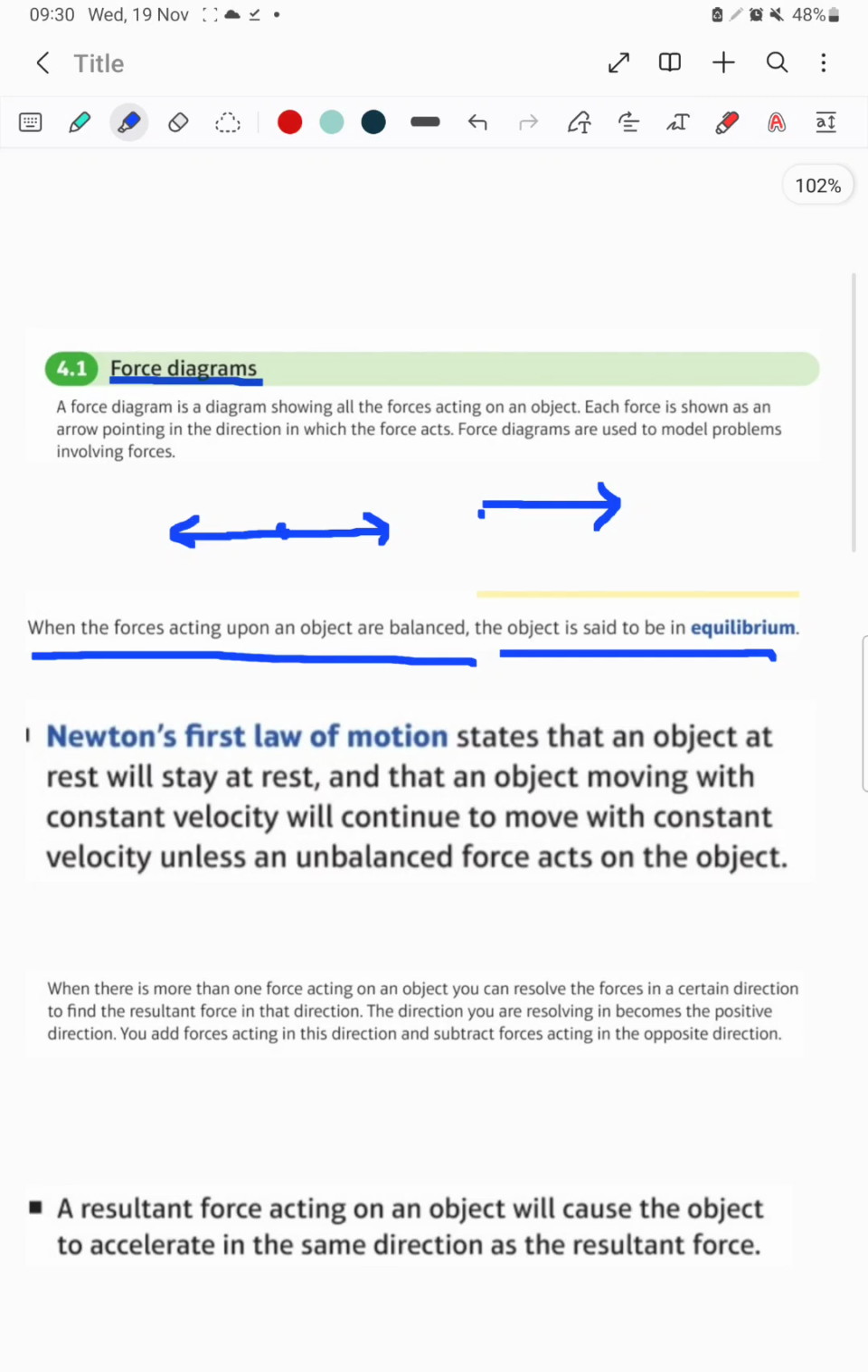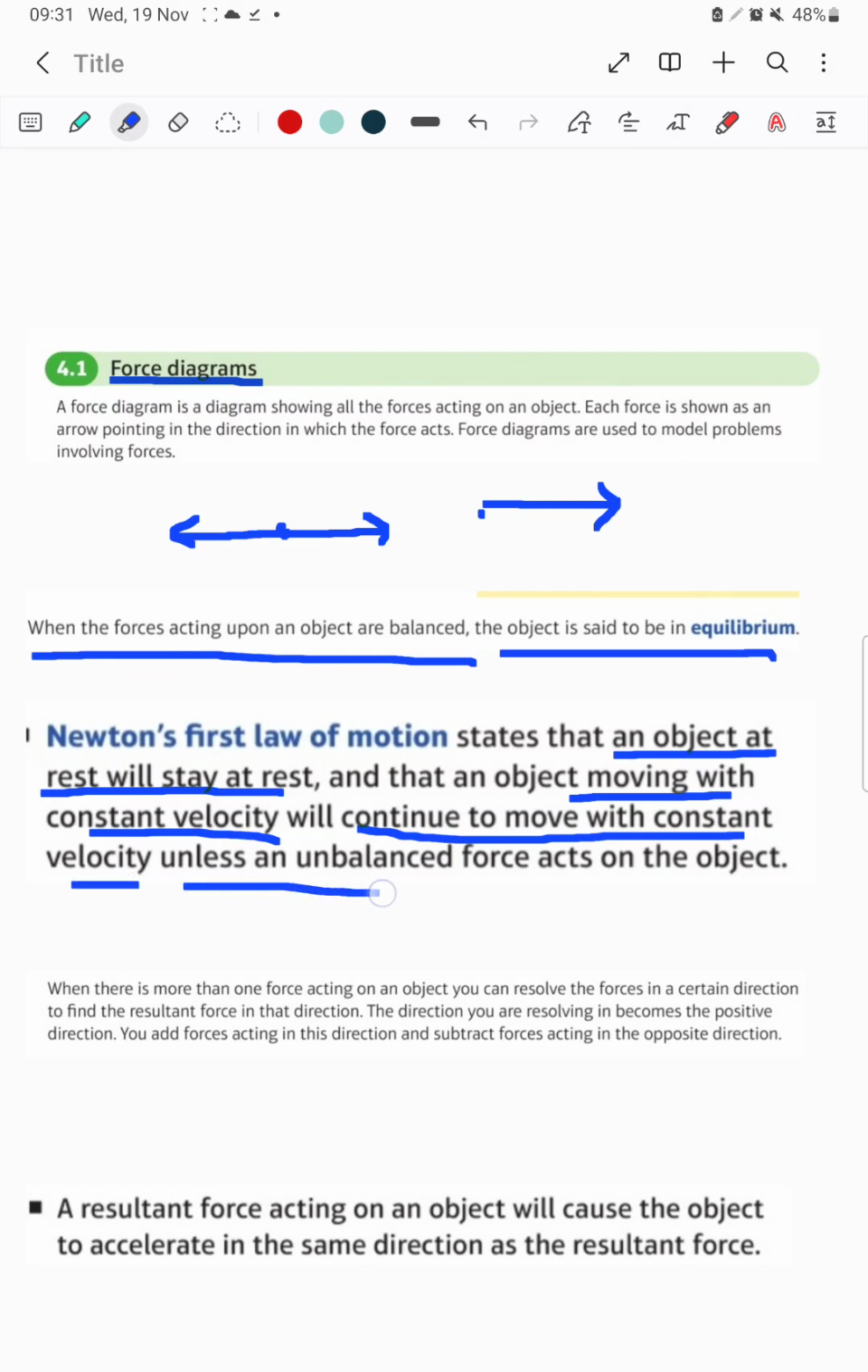Now we have Newton's first law of motion, which states that an object will stay at rest, and an object moving with a constant velocity will continue to move with the constant velocity, unless an unbalanced force acts on it. So if this object is at rest, it will not move unless you apply some force on it. And if an object is moving with a constant speed this way, it will not change its velocity if you don't put any extra force on it.